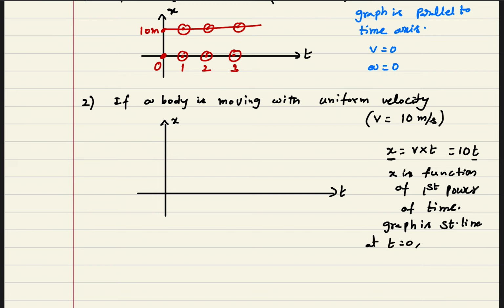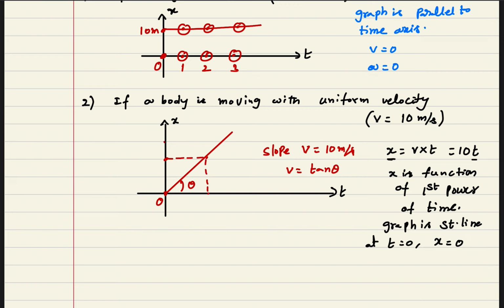If the graph is a straight line, at t equal to 0, what is the x value? X is also 0. If initially starting from rest, at t equal to 0, x is equal to 0. Now you can write the graph as a straight line passing through the origin. Whatever slope is there, the slope is equal to the v value only, that is 10 meter per second in this question. So you can write v is equal to tan theta.